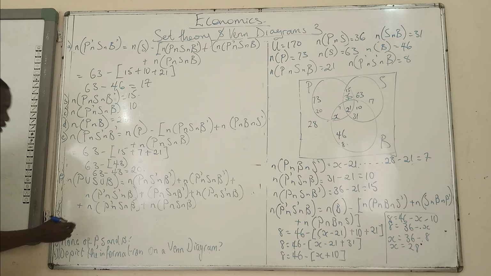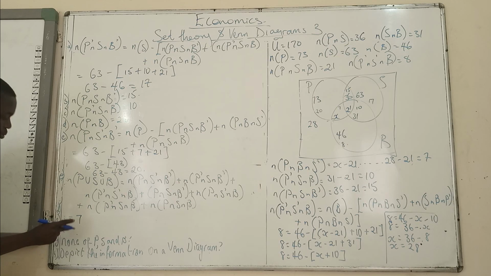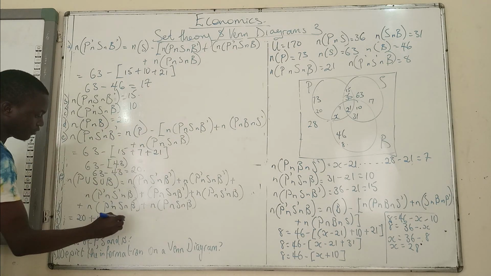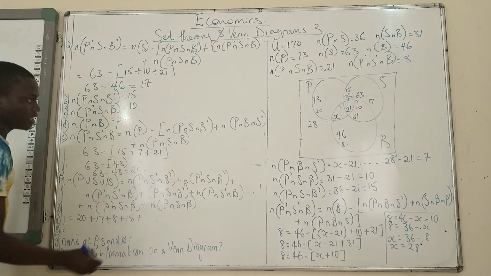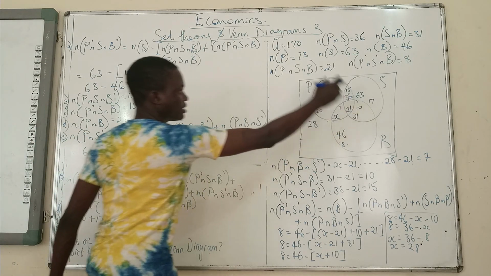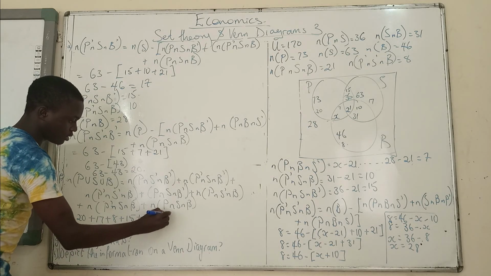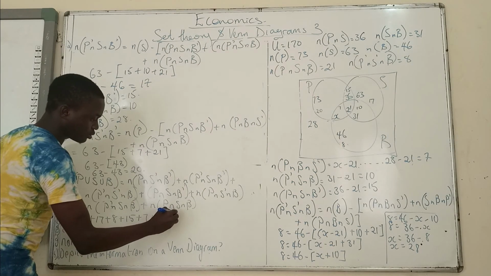So we just sum up the whole thing. This will be equal to 20 plus 17 plus 8 plus 15 plus 7 plus 10. These last ones are students that went to secondary and post-secondary schools alone, so plus 10. Then plus the number of students that went to the three schools, 21.